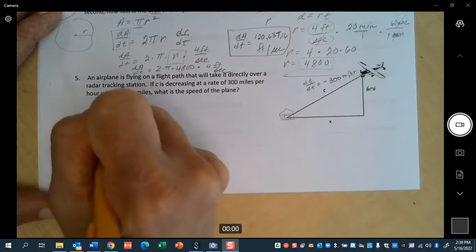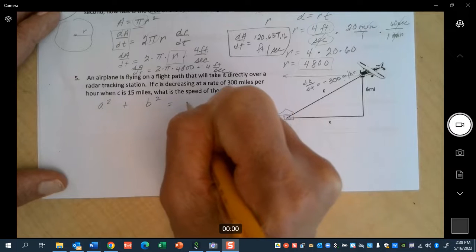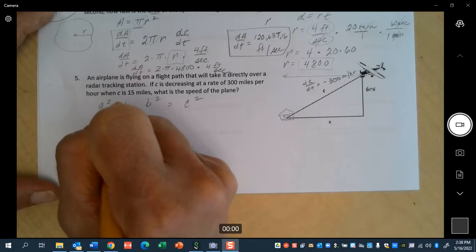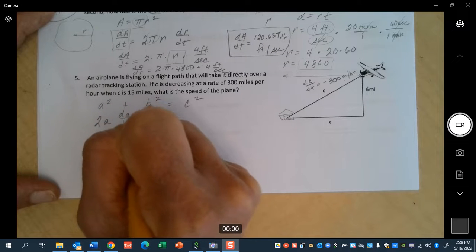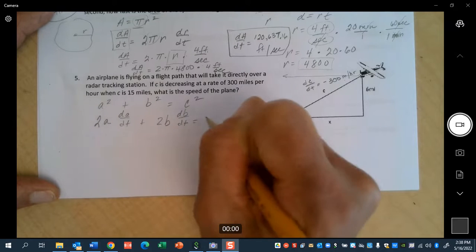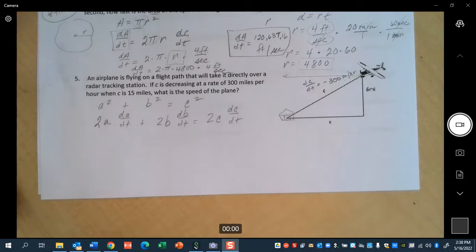It's Pythagoras. A squared plus B squared is equal to C squared. 2A dA/dt plus 2B dB/dt is equal to 2C dC/dt. One of these is never changing, and I can cross it off because it's a constant, and the derivative of a constant is equal to 0. Which one is never changing? Talk to your group mates. Which one do I get to cross off? Ready, set, go.